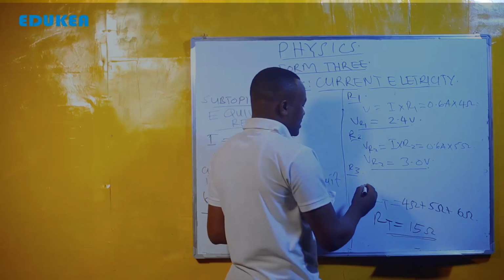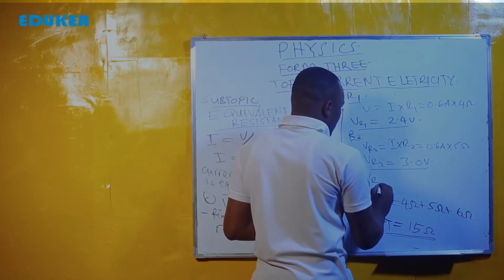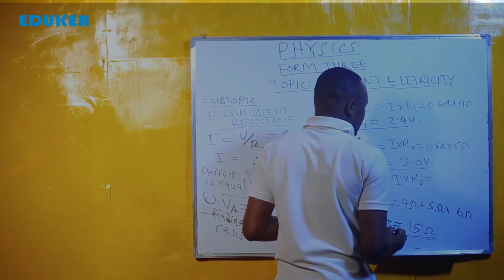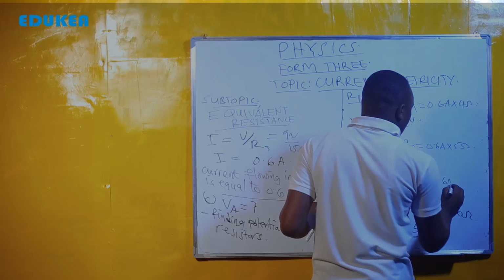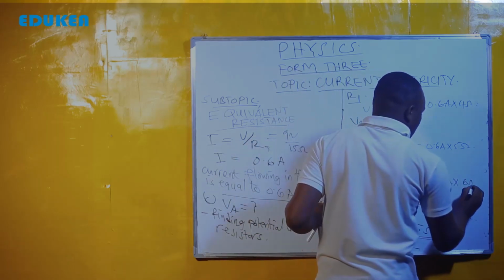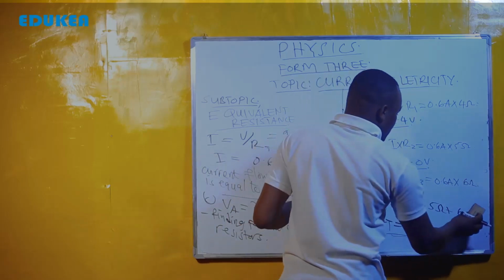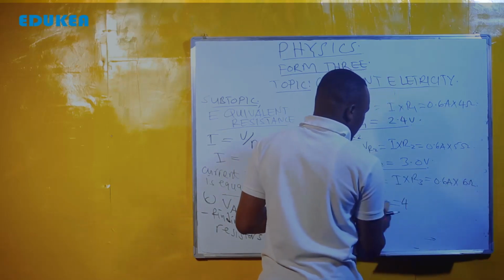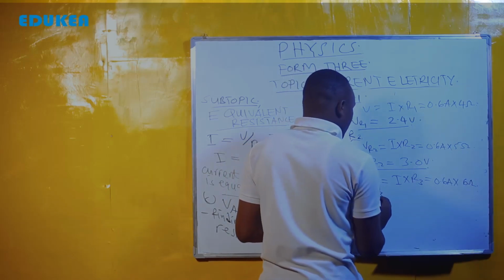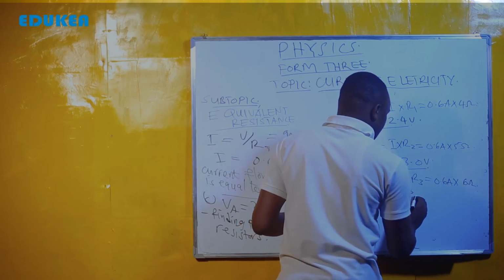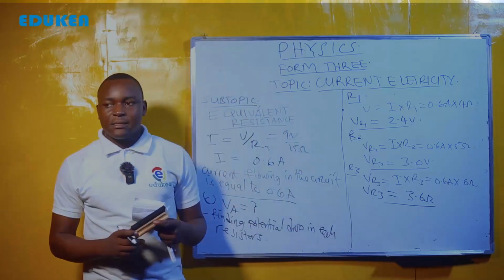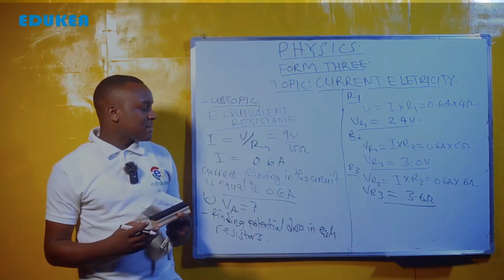So now let's find the potential drop at resistor 3. VR3 is equal to I times R3, which is equal to 0.6 ampere times resistor 3, which is 6 ohm. So if you take the multiplication, you will get the potential drop of resistor 3 equal to 3.6 volt. That is the potential drop at all the resistors.